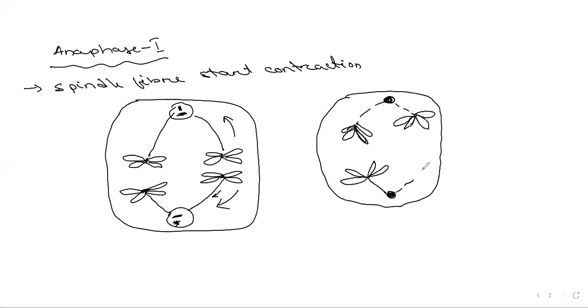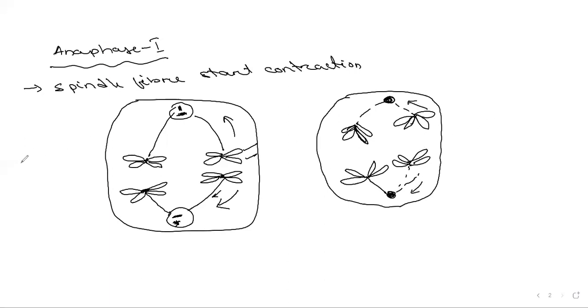Here, the difference between the anaphase of meiotic division and mitotic division is that the chromatids are not separated. These two are not separated here. The whole chromosome is moving to each pole. So what will happen now? It will move towards this, and they will move towards this.